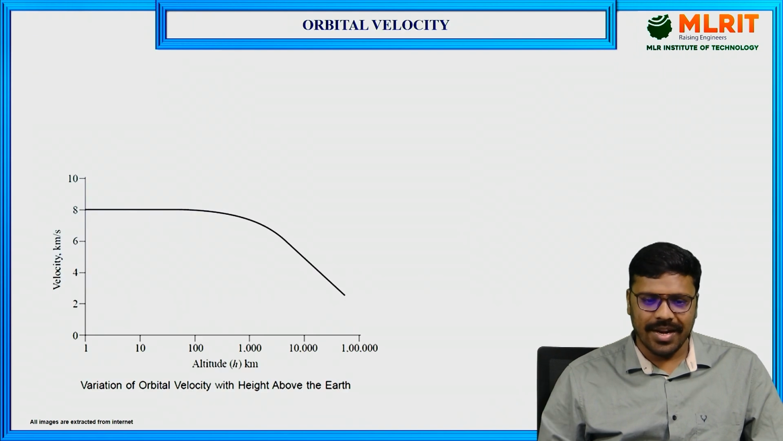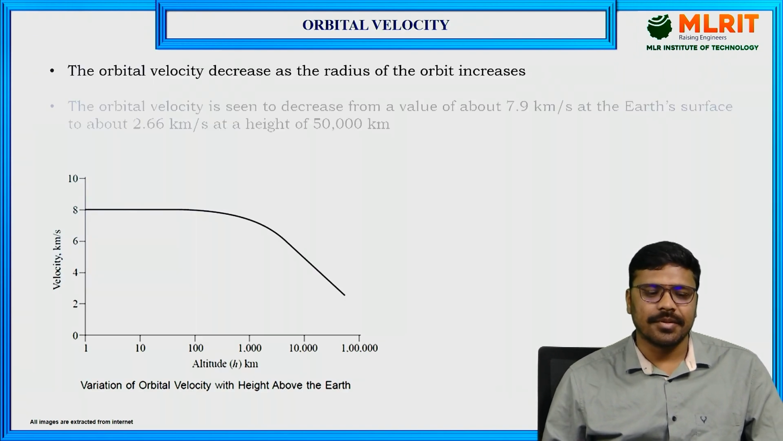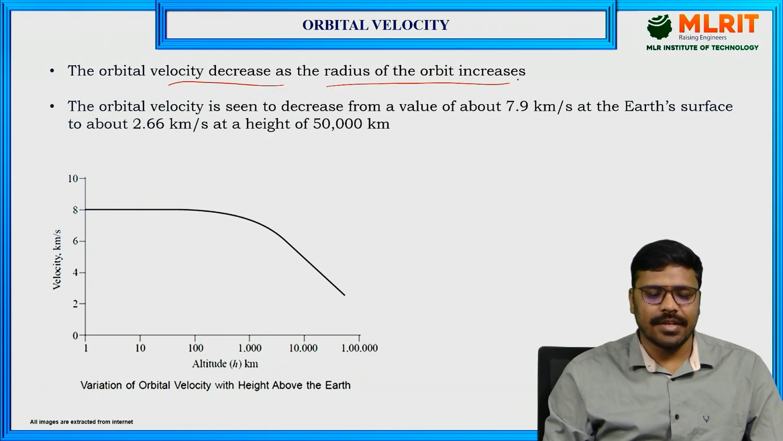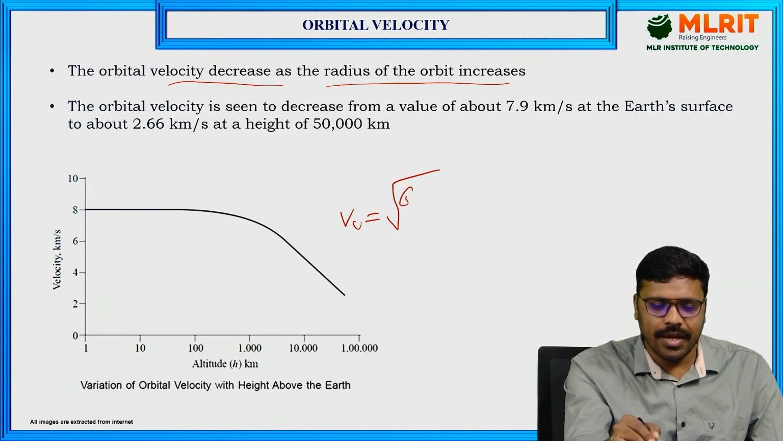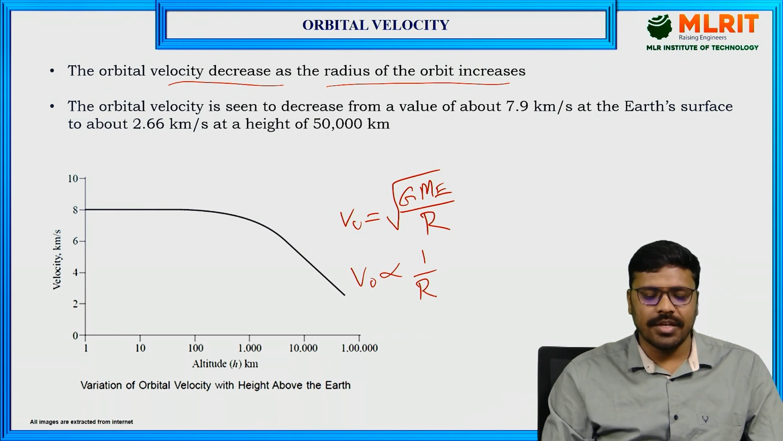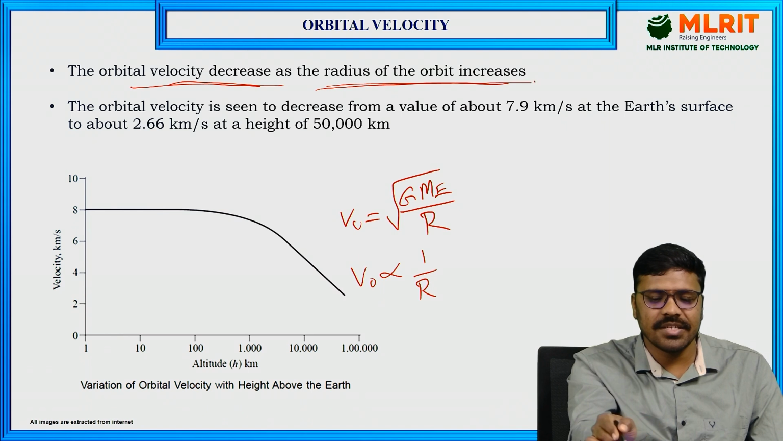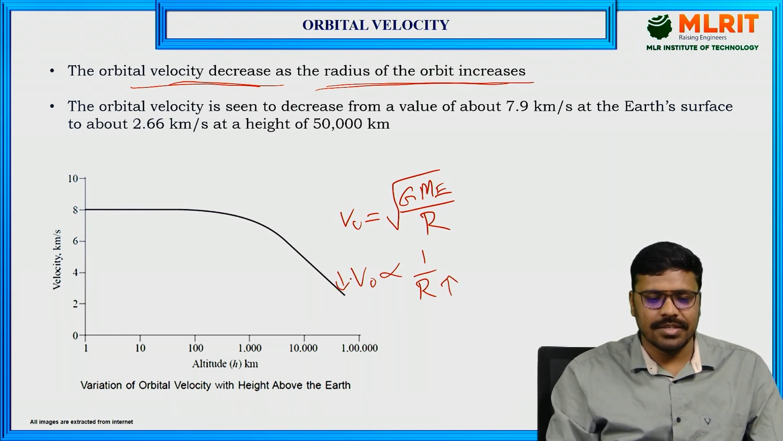Next, let us analyze how the orbital velocity varies with respect to the altitude. The orbital velocity decreases as the radius of the orbit increases. If you observe the formula, V0 is equal to under root capital G Me by R. Here V0 is inversely proportional to the radius. That is why orbital velocity decreases as the radius of the orbit increases. So R increases, V0 value decreases, inversely proportional.